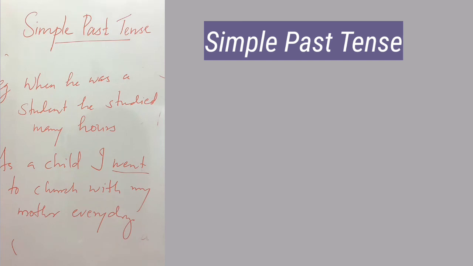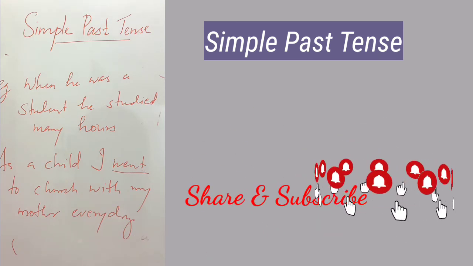Then we use simple past tense on two occasions. First is to express an action completed in the past. India got freedom in 1947. The train arrived at 8 a.m. I received the letter yesterday. Then it is used to express a repeated habitual action of the past. When he was a student, he studied many hours a day. As a child, I went to church with my mother every day.